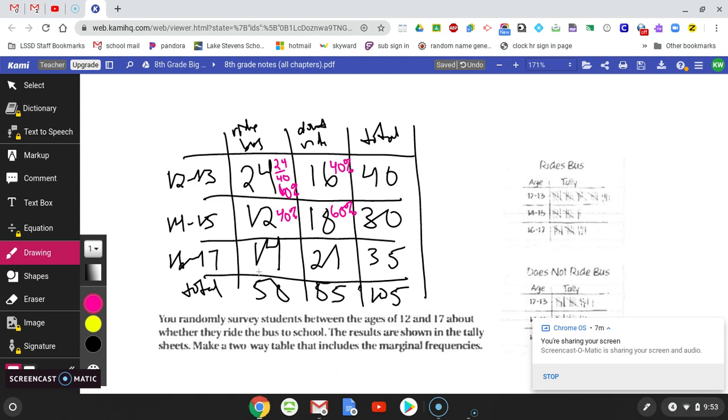And for the 16 to 17-year-olds, we do 14 divided by 35. That gives me 0.4, which is 40%. And 21 divided by 35 is 0.6, or 60%. So we're able to find our percent of each age group that ride and percent of each that don't ride.